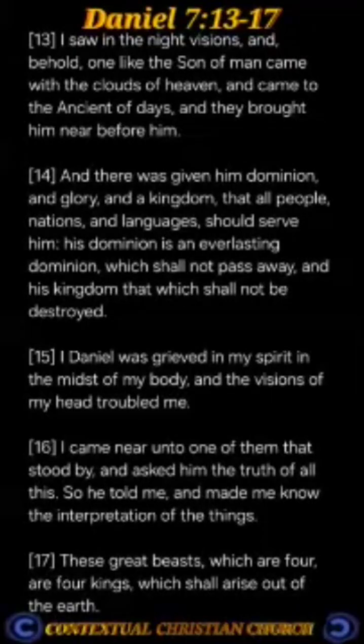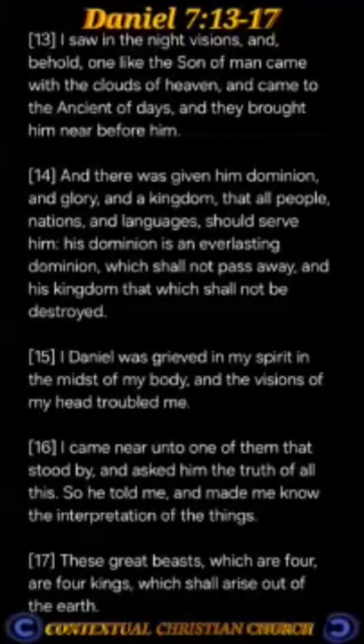The Son of Man came with the clouds of heaven and came to the Ancient of Days. So then, who would the Ancient of Days be? Charles? So the Ancient of Days would have to be some point in the future. I don't know exactly when, but some point in the future after all the prophecies have been fulfilled. Wait, hold on, Charles. You're not looking at the context.